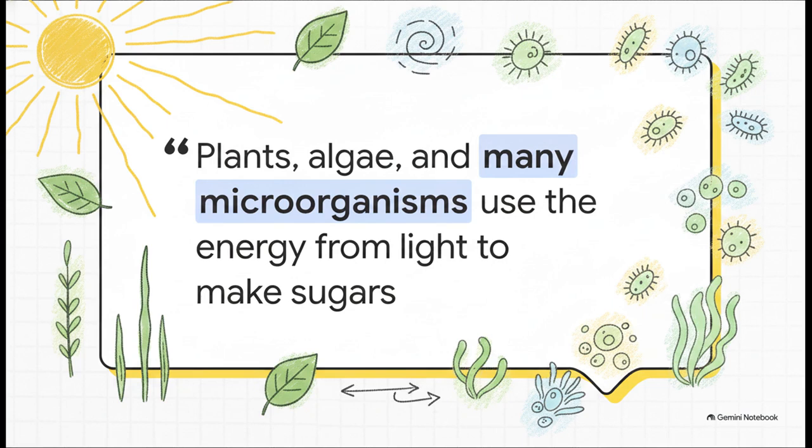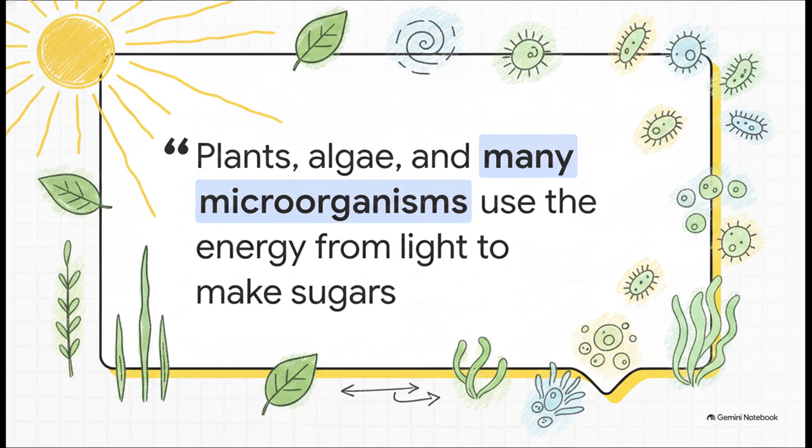Which brings us to Section 2, the evidence. Let's look at the exact wording from our science standards. It explicitly states that plants, algae, which includes phytoplankton, and many microorganisms use the energy from light to make sugars from carbon dioxide and water. Let that sink in for a second. It's not just plants pulling their weight here. Certain types of bacteria are out there acting as massive energy producers right alongside your everyday garden plants.